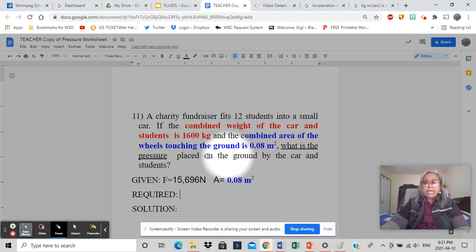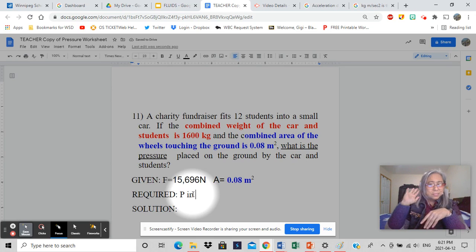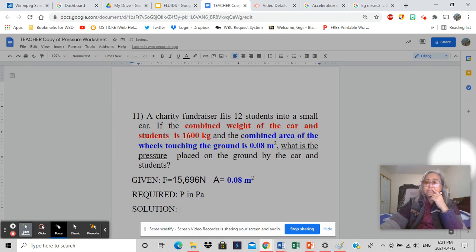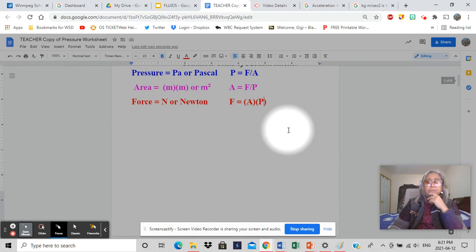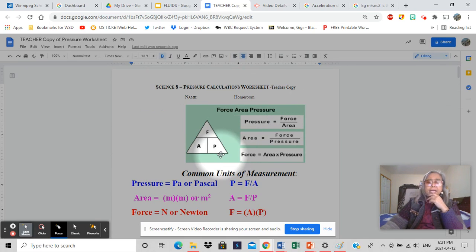What is the pressure? So P, again, is S. And what's our unit for pressure? Yes, it is in Pascal, Pa. Now, how do you solve again the problem? So always go for the triangle, right? You can't go wrong with the triangle formula, okay? So here, P is S, so that would be F over A. So we're looking for pressure, so you can just copy this.